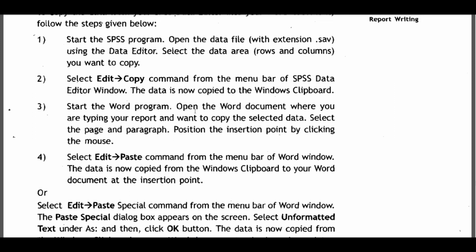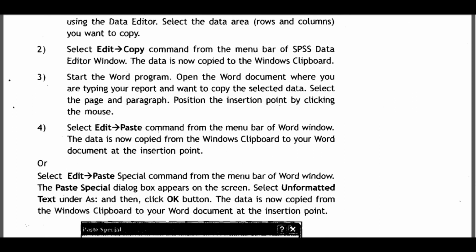Start the Word program and open the Word document where you are typing your report and want to copy the selected data. Select the page and paragraph. Position the insertion point by clicking the mouse. Select the Edit, Paste command from the menu bar of the Word window.